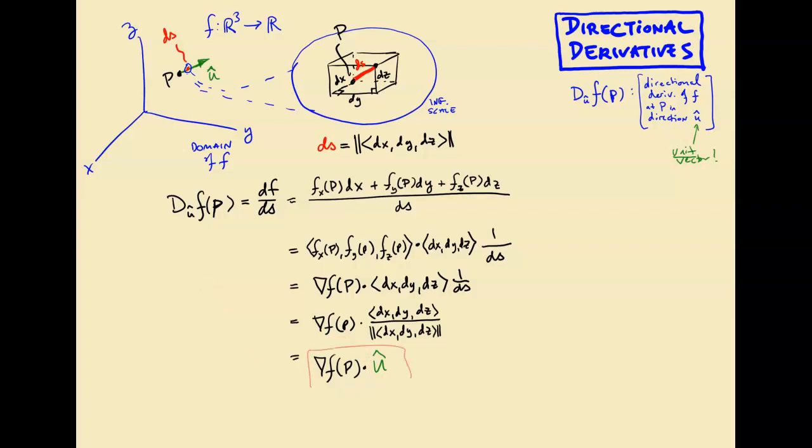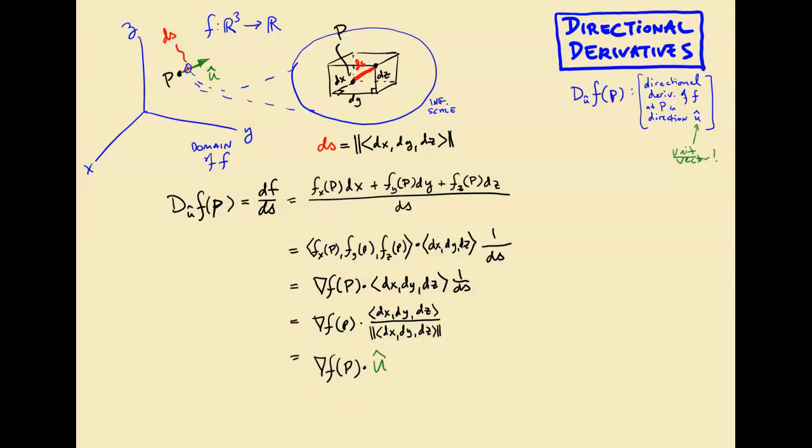This is nice and compact, just like this was nice and compact, but we didn't know what to do with this. This is not only nice and compact, but we can actually compute these things. It's easy to compute a gradient. It just means taking some partial derivatives and then evaluating them at this point. And it's easy to take a dot product. So this is something we can actually compute very easily.